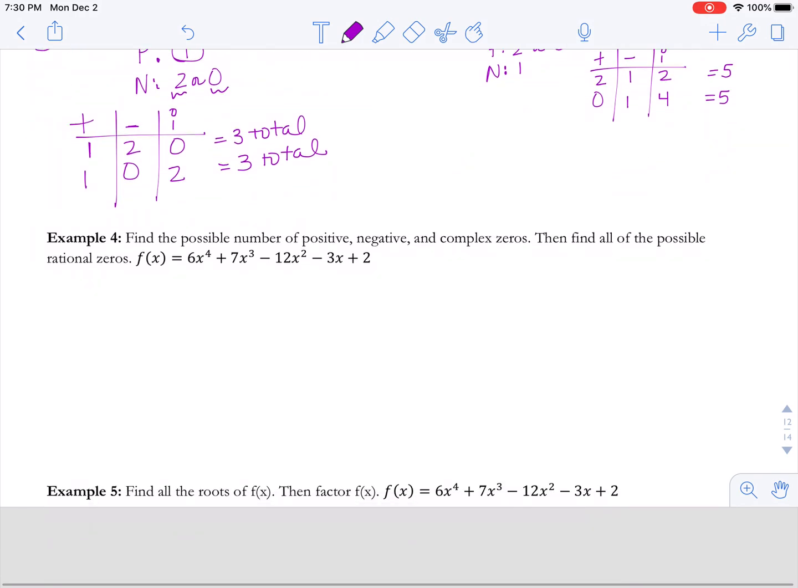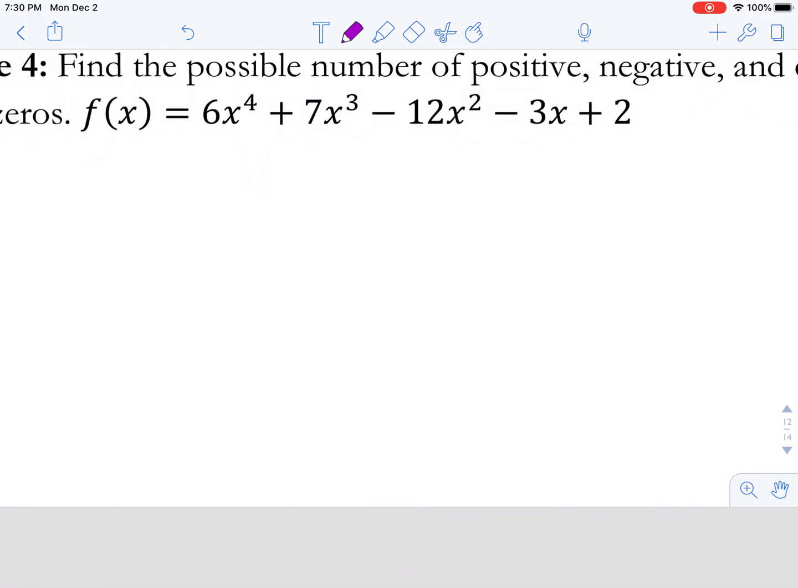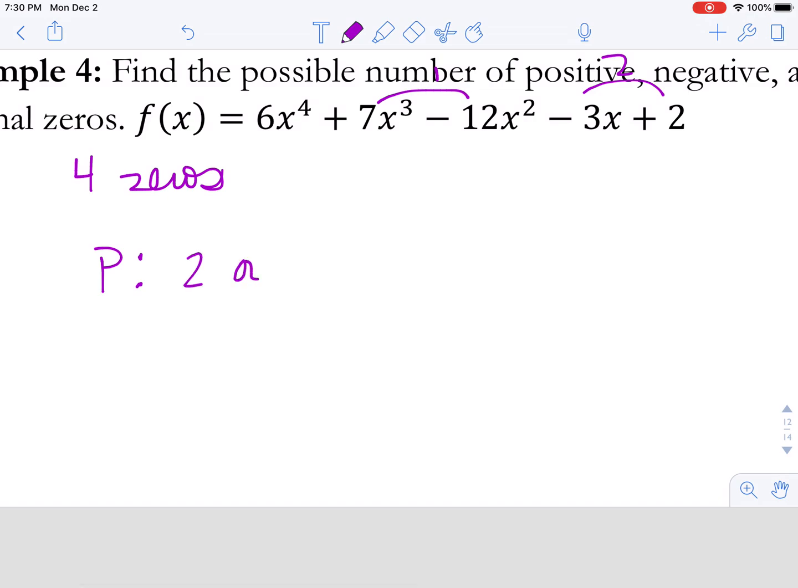Okay, for example 4, it says find the possible number of positive, negative, and complex zeros. Then find all of the possible rational zeros. So if I look at this, first of all, I should have a total of 4 zeros. For positive, I look at my sign changes. I have 1 sign change, I have 2. So I'm either going to have 2 or 0.